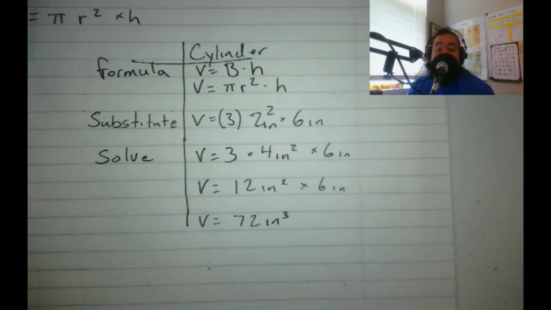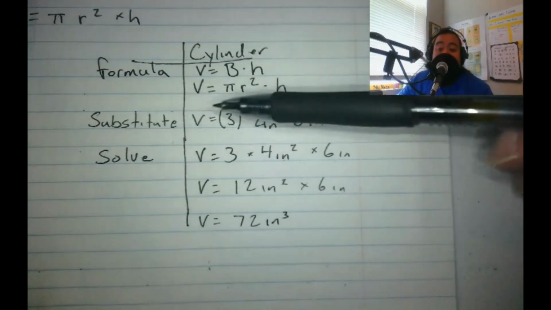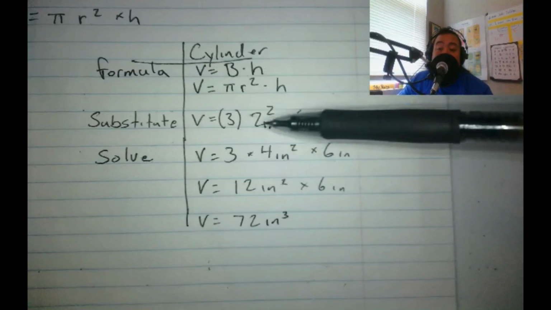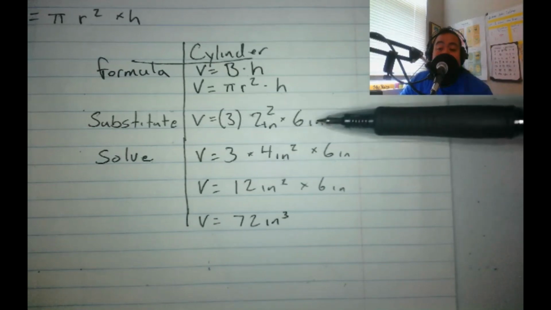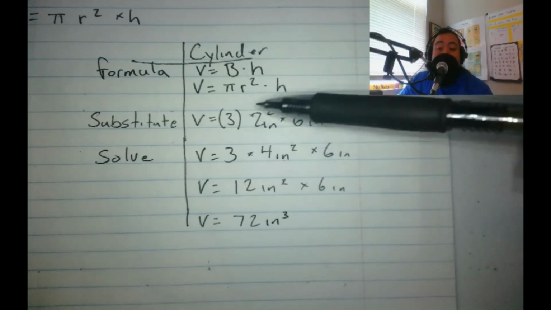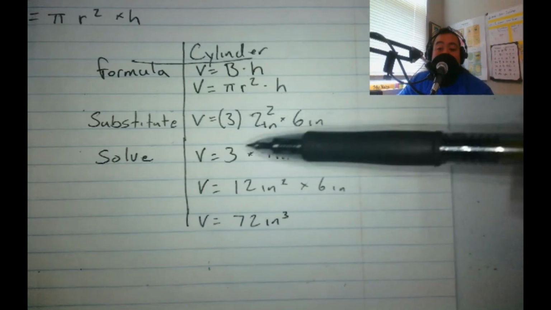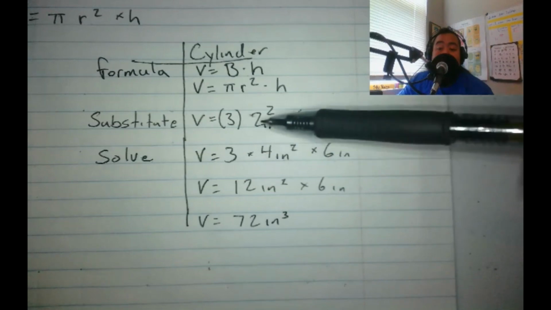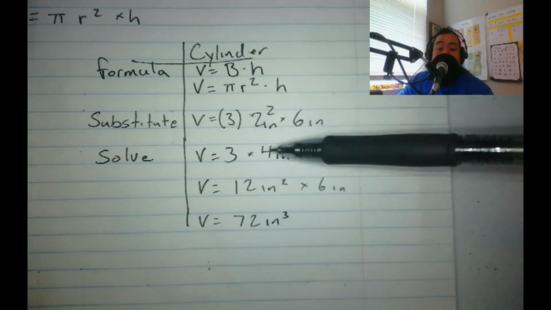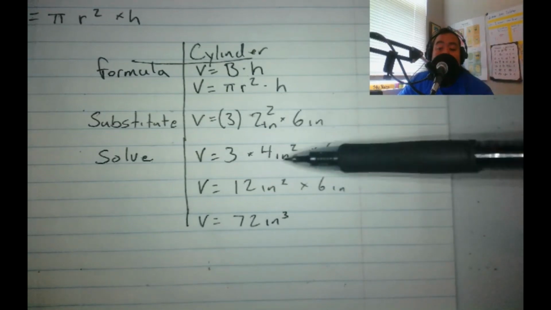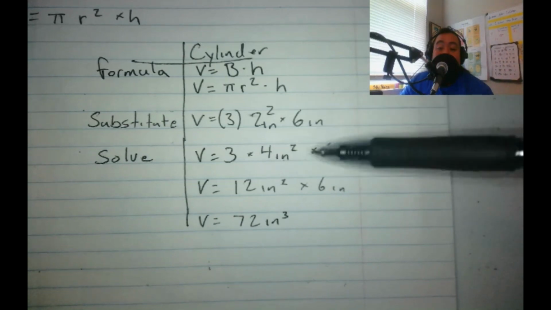Alright, so we went ahead and worked out that math for this problem. We started off with volume equals 3 times 2 inches squared times 6 inches. My first step is I did my exponent first. So I'd have 3, and then 2 times 2, because 2 squared gives me 4. And my inches are also going to be squared.